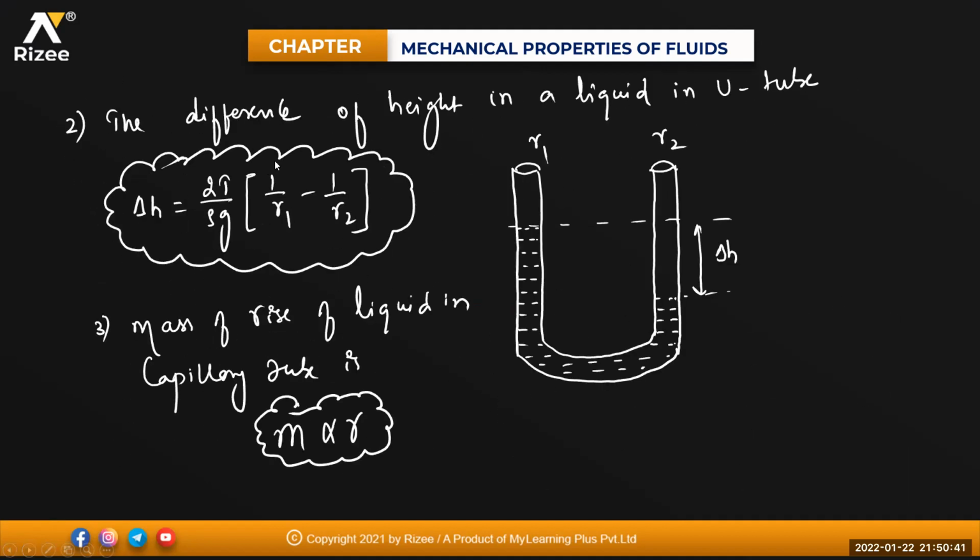And this is again an important formula: the difference of the height of the liquid in the U tube is delta H equal to 2T divided by rho g into (1 by R1 minus 1 by R2). And the mass of the rise of the liquid in a capillary tube is directly proportional to the radius.